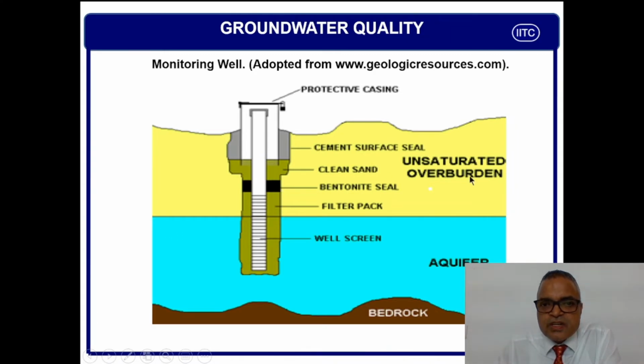This is unsaturated overburden. So this is how we need to install the monitoring well, and then only we can measure proactively before the plant is installed there, so that we can establish baseline data for groundwater pollution. If we install this monitoring well after the plant is installed, we do not know how much pollution has been incurred during installation of the well.